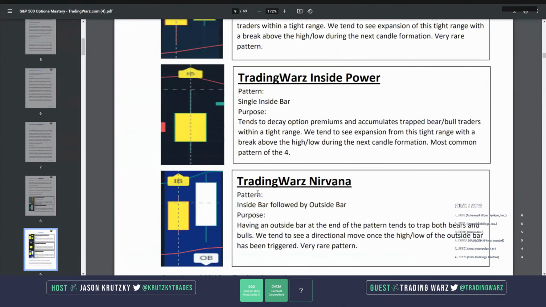All these patterns mean on a high level is a form of consolidation. It's a form of trapping. It's a form of killing option premiums. And that's why I like waiting for those patterns so that I can make sure that when I get into the trade, I'm getting a good deal. Got it. Cool. Thank you.